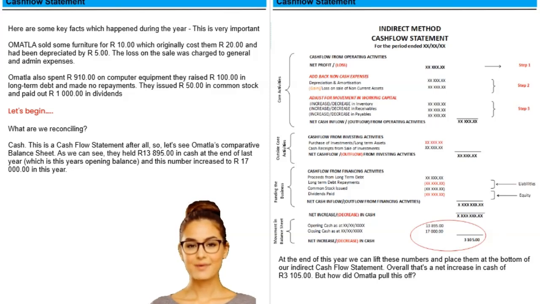But how did Omatla pull this off? We need our cash flow to balance back to this figure. Turning our attention to the very top of the cash flow statement. Cash flow from operating activities. Going through our steps, we find, in Step 1, Omatla's net profit or loss for the current year on the income statement. On the bottom of the income statement we can see that Omatla earned 9,650 rands this year from their core operations, so we'll take Omatla's net profit and put it right at the top of cash flow from operating activities.